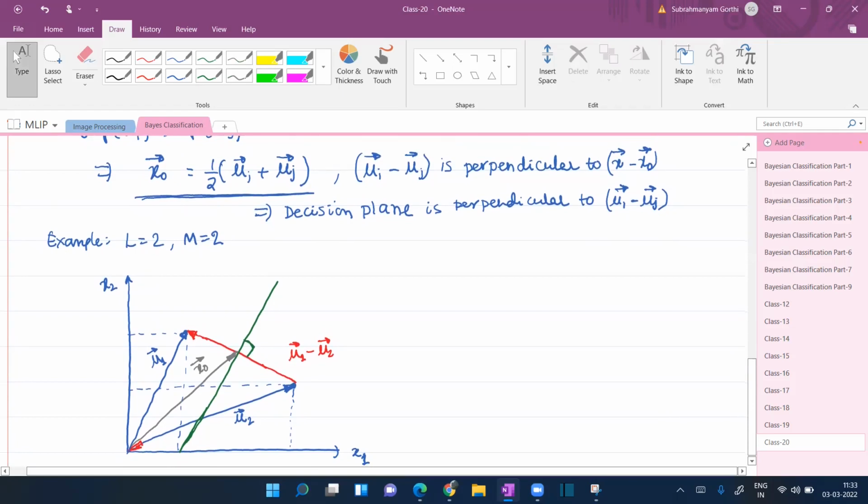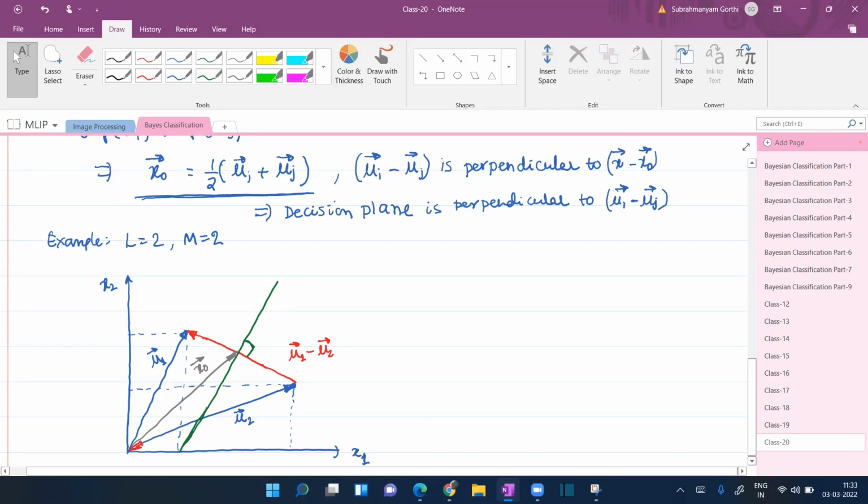If you consider the case of even 1D, that was mu1 plus mu2 by 2. This we have seen earlier itself while dealing with the Gaussian distributions. Two Gaussians which have the same variance but different mean values, the intersection is at the middle point. The intersection is nothing but the decision plane. Of course, that being 1D, you have a decision line there.